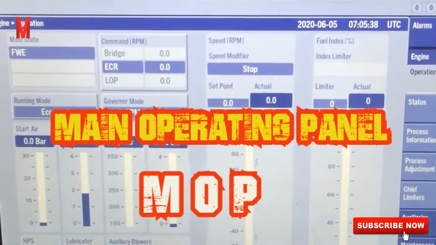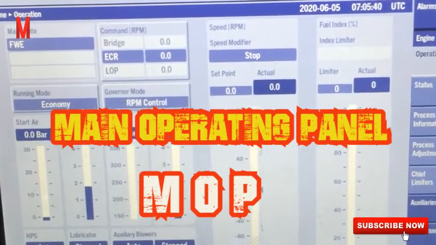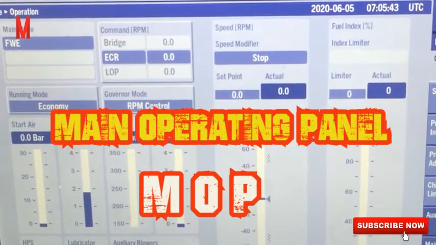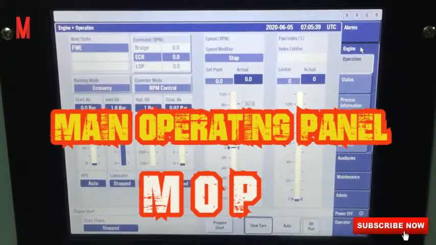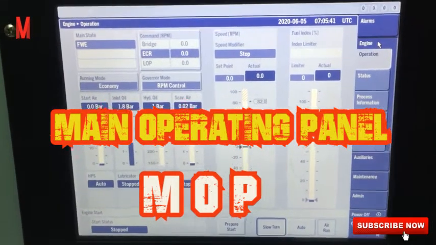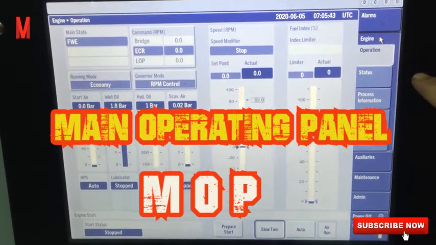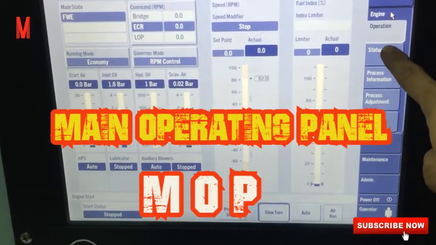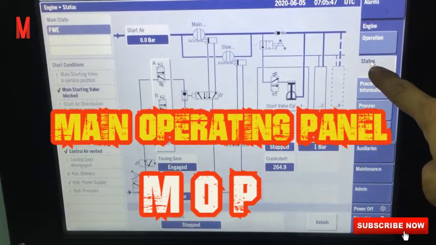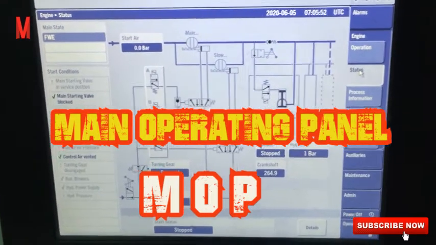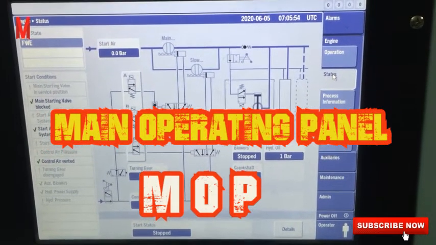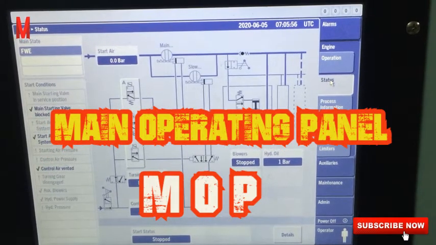Today, we're going to talk about the main operating panel or MOP. The main operating panel or MOP is the main information interface for the engineer operating the main engine. The MOP communicates with the controllers of the engine control system over the control network.